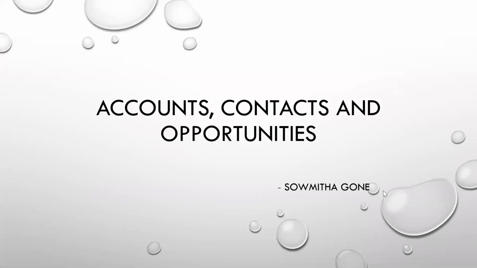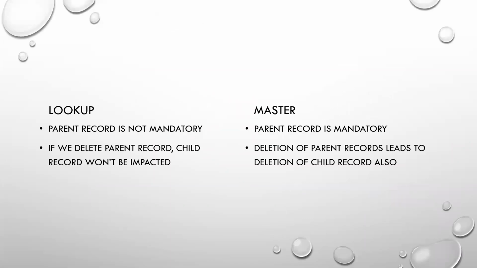Hi all. Today I'm going to discuss the accounts, contacts, and opportunities relationship. As we all know, lookup and master-detail have many differences, but we have these two: the parent record is not mandatory in lookup and is mandatory in master-detail. Also, if we delete the parent record, the child record will not be deleted in the lookup relation, while in master-detail, parent record deletion will impact and the child record will also be deleted.